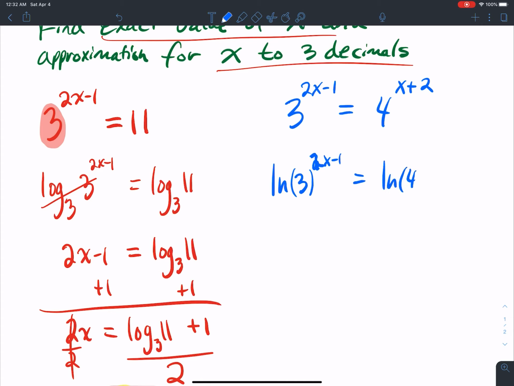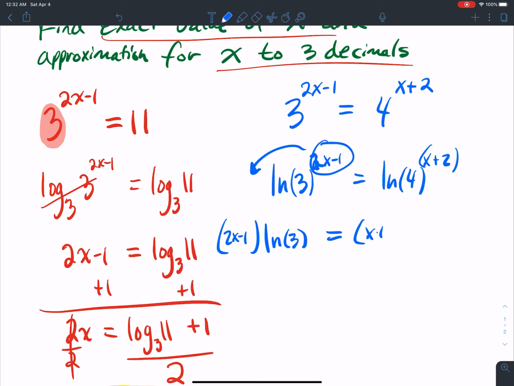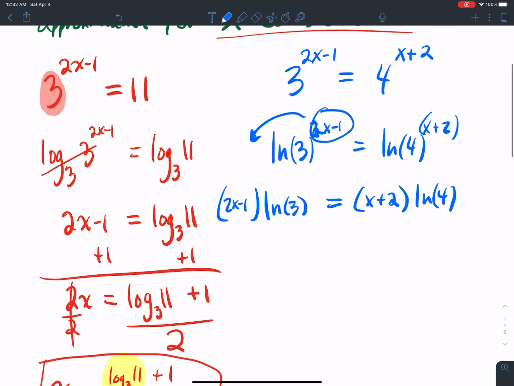When I ln both sides, what do I get? I get the natural log of 3, and then what happens to the exponent? It comes out front, right? So this whole thing is multiplied by 2x minus 1. And then this whole thing over here is multiplied by x plus 2. Okay? So remember, this is just a number. Okay, it's just a number. So I'm going to distribute that number into my parentheses.